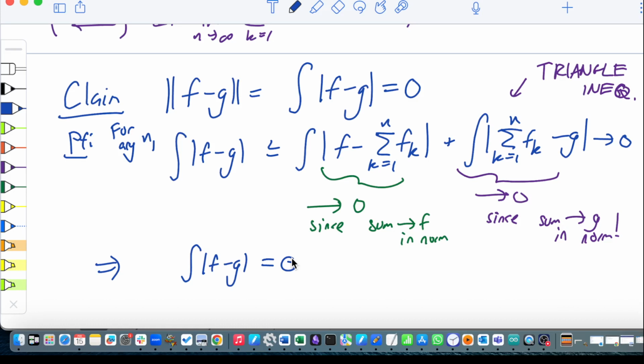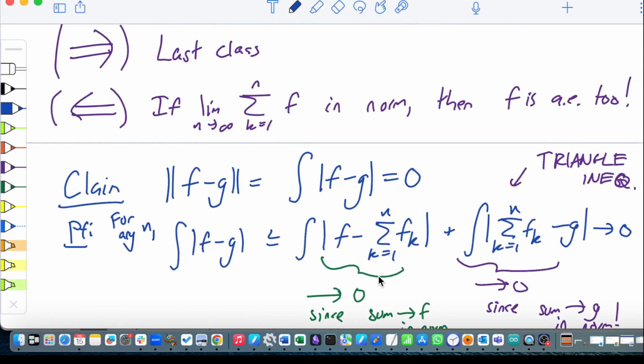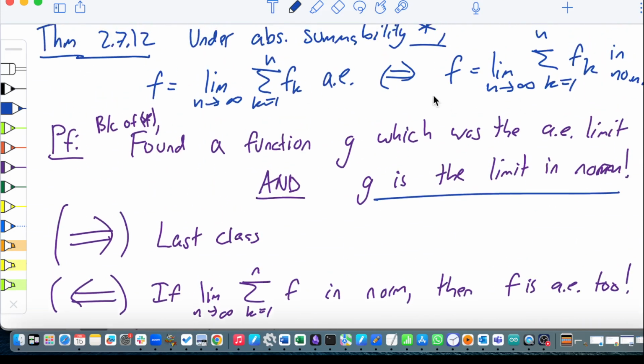If you wanted to do it epsilon delta, you would say given any epsilon, wait until this guy is less than epsilon over 2, wait until that guy is less than epsilon over 2, then this guy will be less than epsilon. Yeah? Sorry, why does the sum converge to g in norm? Why does which one? The sum converge to g? Because we were proving that if f is the limit in norm, then it's the almost everywhere limit. So we're proving this direction.